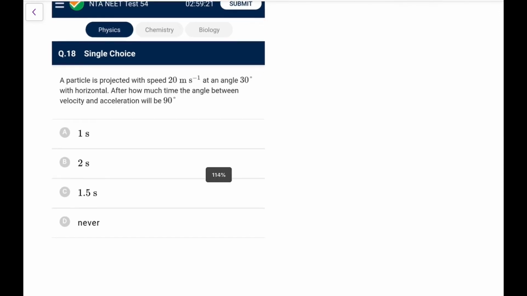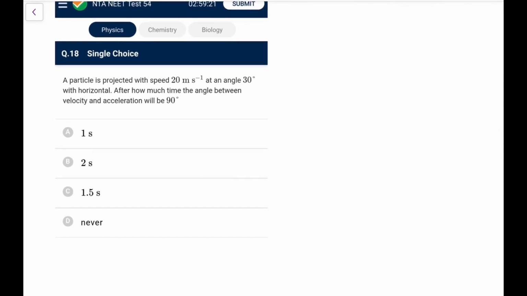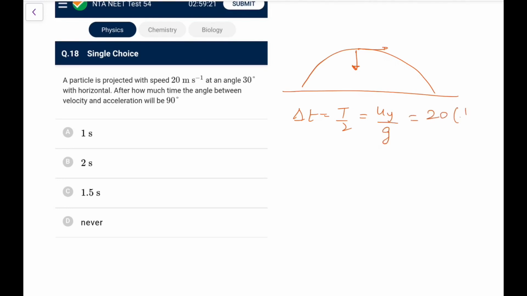Particle is projected with speed 20 at an angle 30 with horizontal. After how much time will the angle between velocity and acceleration be 90? You all know the angle between acceleration and velocity is 90 at the topmost point. So topmost point time, you know, is equal to T by 2. T by 2 means uy by g. Uy by g means u sine theta by g. So 20 sine 30 is 1 by 2, divided by 10. So it comes out as 1 second. So again, an easy one if you can understand what the question wants to say.